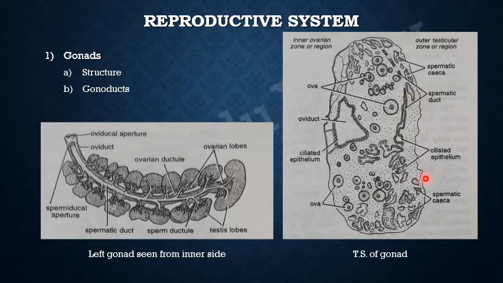surrounded by this testicular zone. So this is all around the testicular zone. You can make it out by the labeling. These are the ova, the oviduct, and the ciliated epithelium of the oviduct and ova. So this whole inside region is depicting the ovarian zone, and this outer zone is depicting the testicular region. And in this testicular region, you can see the spermatic ceca, the ciliated epithelium inside the spermatic ceca or spermatic duct. So this is all about the gonads.